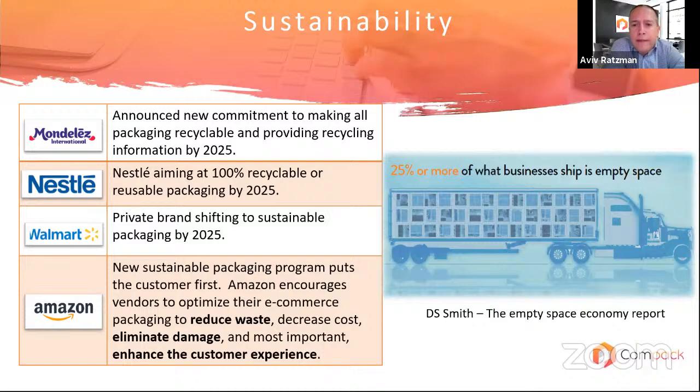On the right side, what you can see is from D.S. Smith, the Empty Space Economy report, that 25% or more of what businesses ship is empty, is air. And this is critical. When we are talking about simplifying the supply chain, it's critical to make sure that the package that is protecting the product will be the size of the product, and that you're not going to ship air anymore. This is a big problem.